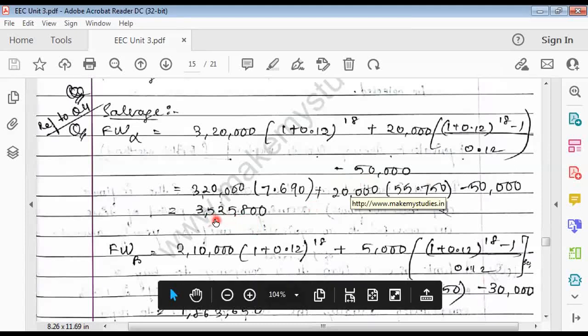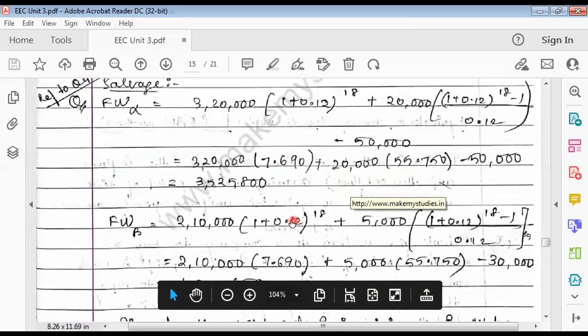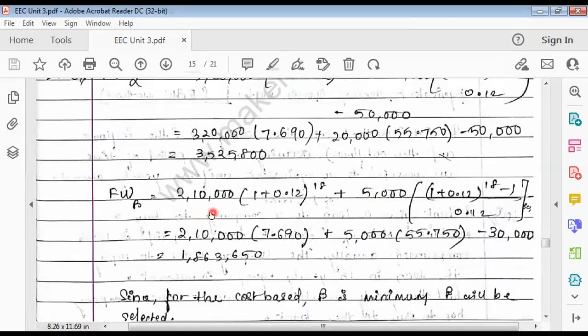And the value is 35 lakhs 25,800. And beta, you see, the same way, no negative sign. 2,10,000 single time investment, so formula 1 has been used. 5,000 annual operational maintenance cost, every year you must spend this amount till the next 18 years. So it is an annuity problem, so the second formula has been used.